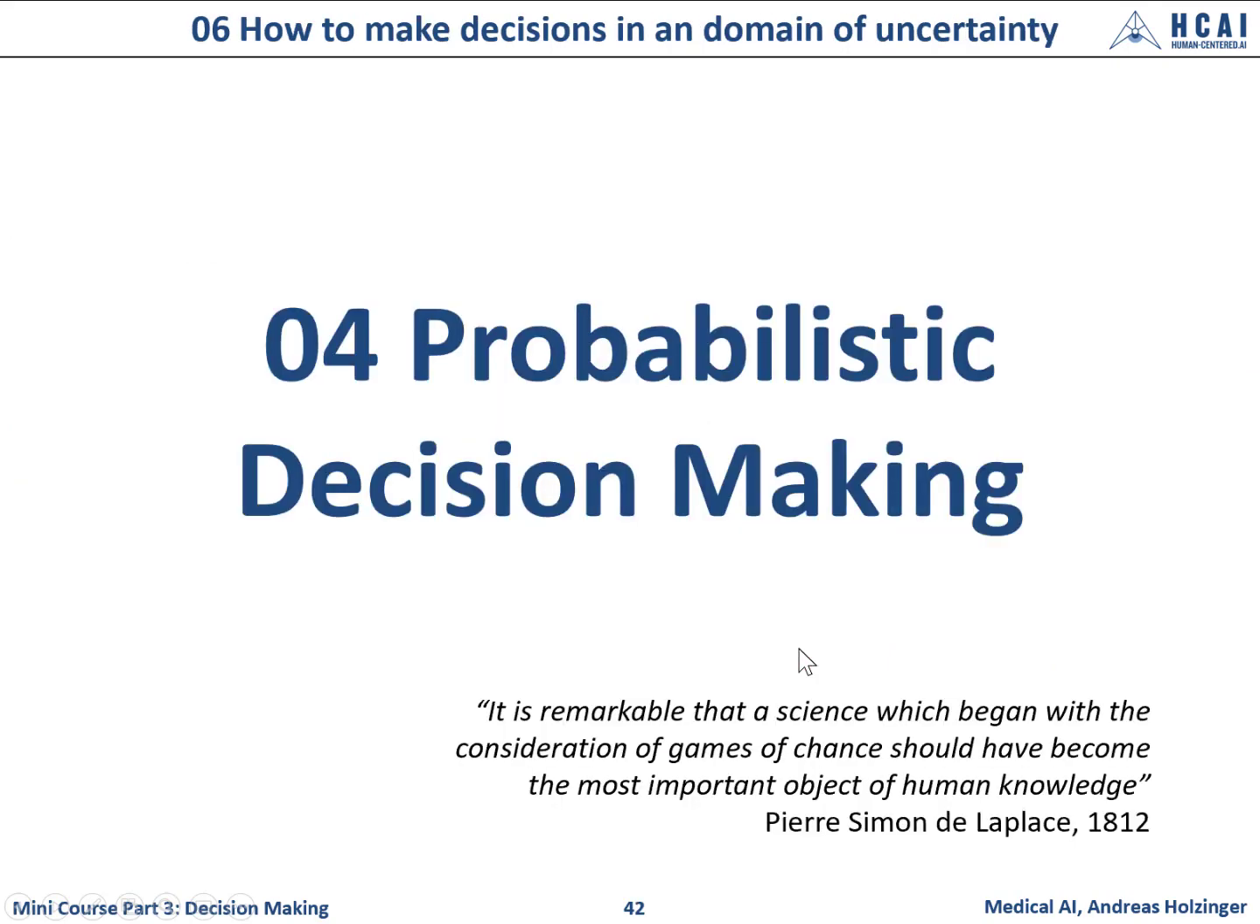Okay, this brings us now really to probabilistic decision making, so how to make decisions in a domain of uncertainty. And here again, Pierre-Simon de Laplace, 1812: it is remarkable that a science which began with the consideration of games of chance should have become the most important object of human knowledge. This is really a very nice statement.